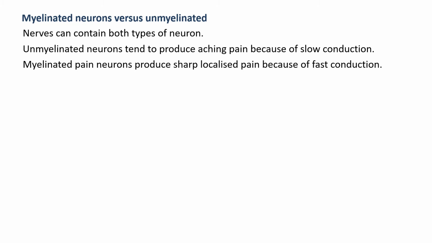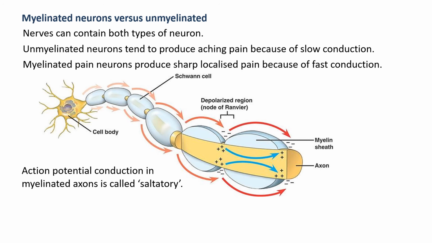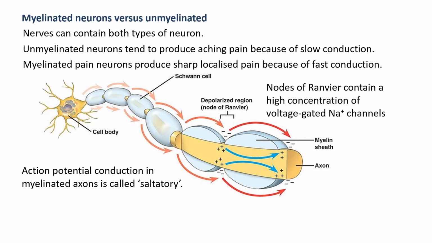Myelinated neurons produce sharp, localized pain because the conduction speeds of that action potential are much, much faster because we have this conduction called saltatory conduction. And here we've got a myelinated axon. And you can see, of course, we've got our Schwann cells that have secreted myelin. Between the myelin sheaths, we've got these little gaps called nodes of Ranvier.